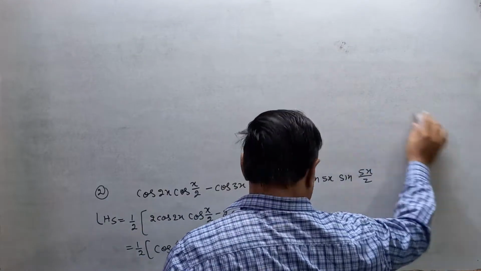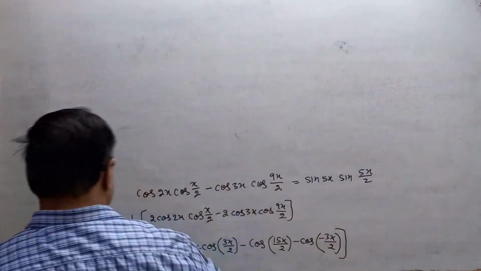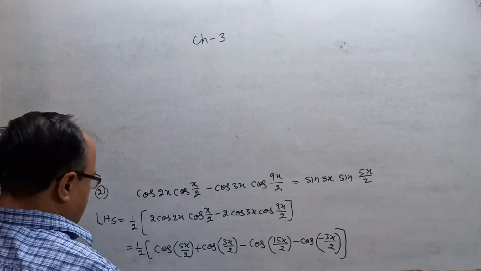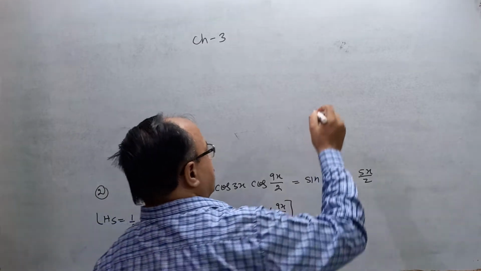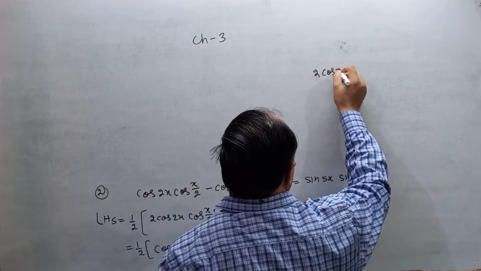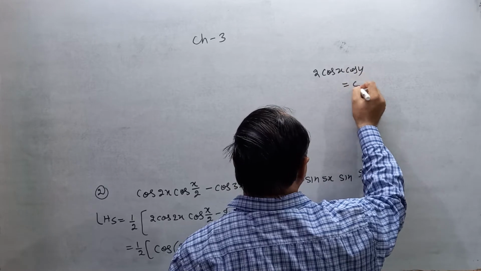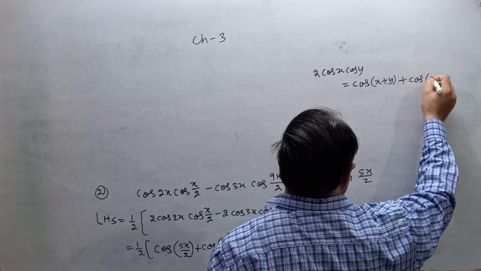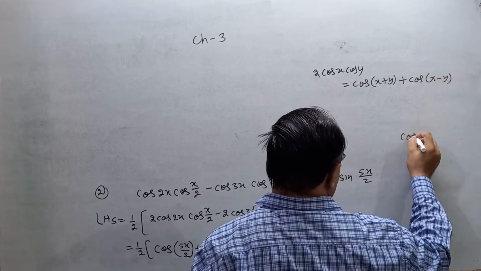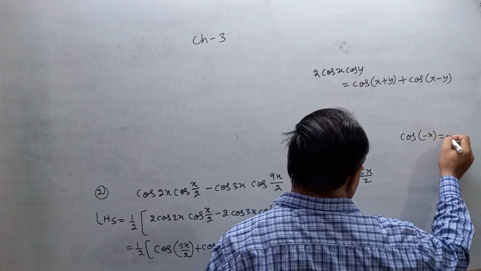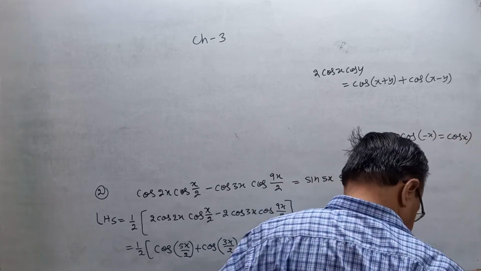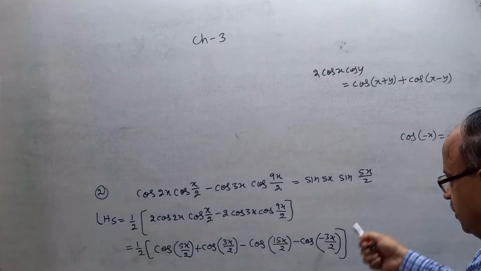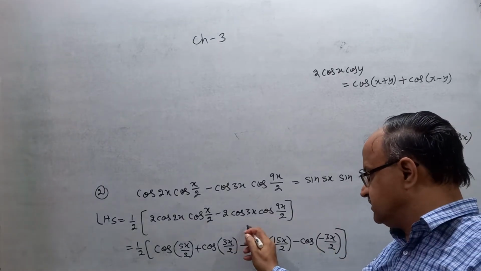Chapter number 3, in the revision. And in this question, I apply the formula 2 cos x cos y, that is cos (x plus y) plus cos (x minus y). And you know very well, cos of minus x is cos x. You know about this formula? According to this formula, this and this are equal. This will cancel.